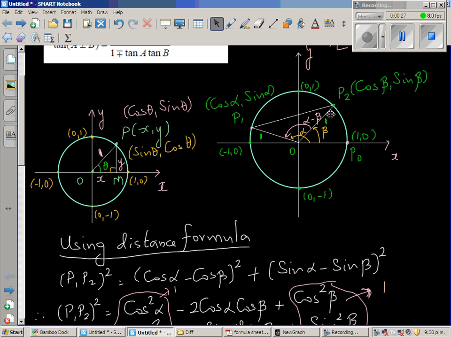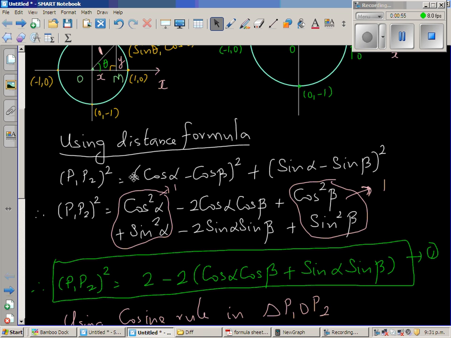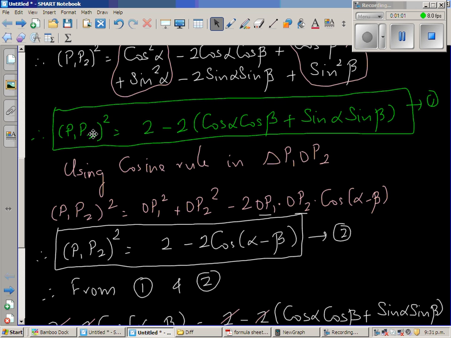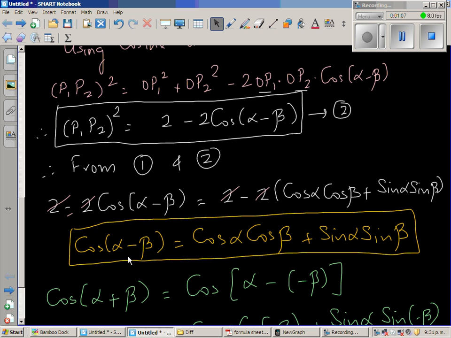Using the distance formula, we could say P1P2 squared is the difference between the x coordinates squared plus the difference between the y coordinates squared. And using the cosine rule, we could say P1P2 squared is OP1 squared plus OP2 squared minus 2 times OP1 times OP2 times cos alpha minus beta. So we equated result 1 and result 2, and we got that cos alpha minus beta is cos alpha cos beta plus sine alpha sine beta.